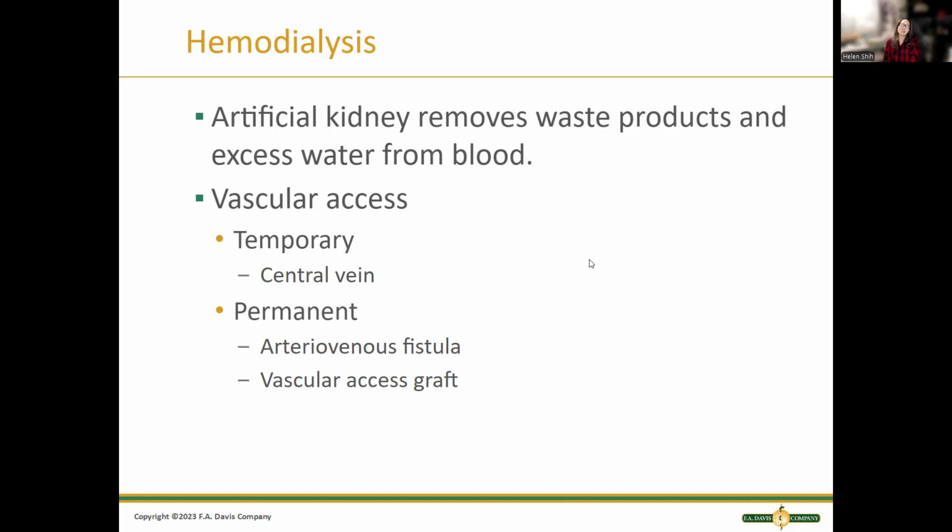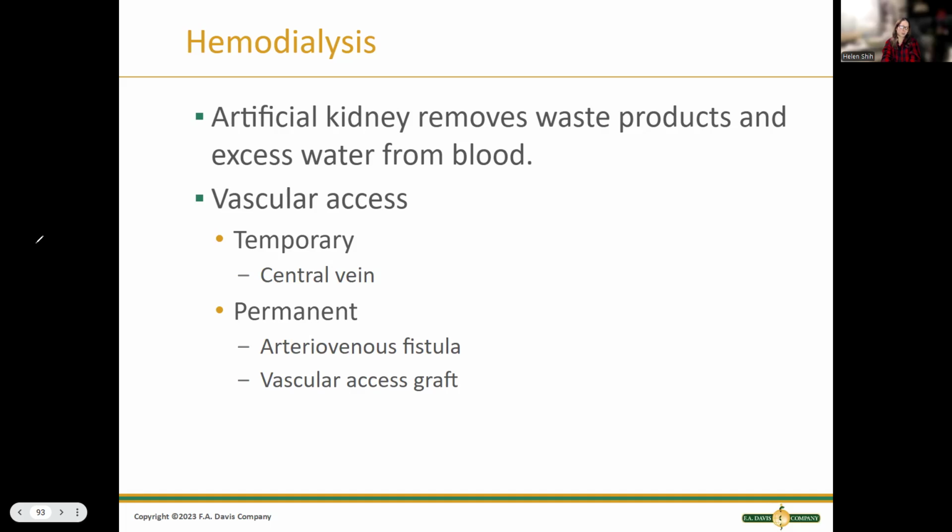You need to have vascular access, meaning access to the bloodstream, and it has to be a really large blood flow. Now, the vascular access can be temporary, in which you have a central venous catheter as a way to access the blood and perform hemodialysis. The other way is something more permanent, such as an AV fistula. AV fistula stands for arteriovenous fistula, or you can have a vascular access graft.